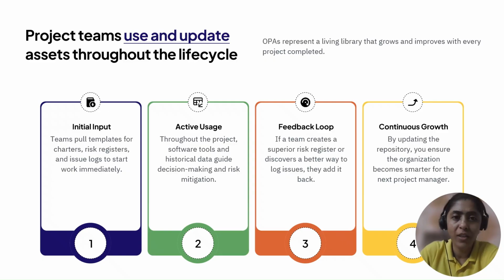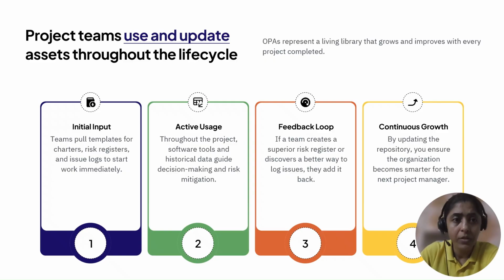Here is where OPAs become especially interesting. They are not static libraries that nobody touches, they are living libraries. Think about the life cycle of a project. At the beginning, the team pulls existing assets, perhaps a project charter template, risk register, or issue log, to get started quickly. Now, as the project progresses, the team actively uses organizational tools, historical information, and established practices to support decisions and manage risk. But something happens along the way.